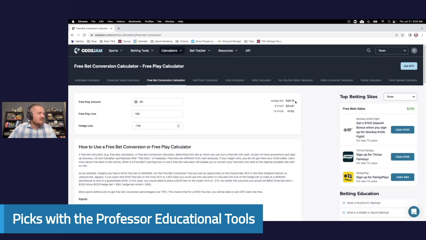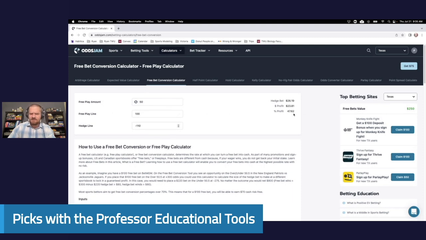What it says here is that we can bet $26.19 on the Marlins to win $23.81. Now if the Marlins win, our free bet's gone. We've wasted it, but we've made $23.81. Or if the Rangers win, we've converted that $50 into $50 because it was even money, but we have lost our $26.19. So $50 minus $26.19 is $23.81. And we've just turned our free play into a 47% profit.